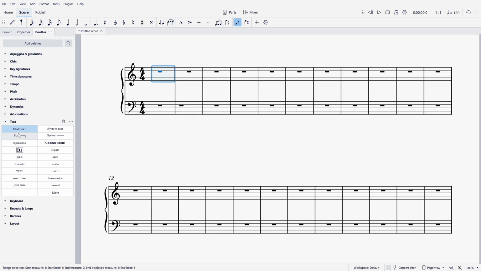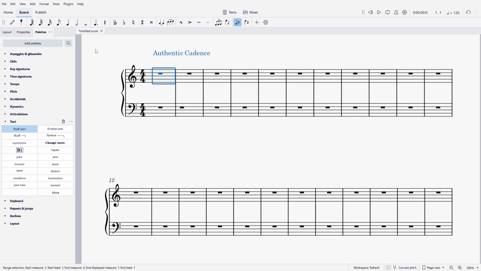So we'll start off with the most common one, which is an authentic cadence. Authentic cadence is the most famous one, because it's basically the satisfying finish of the songs, and it's basically going down from the 5th degree chord of the scale, which is the dominant chord, to the 1st degree chord of the scale, which is the tonic chord. And in the case of the C major scale, that would be a G and a C.